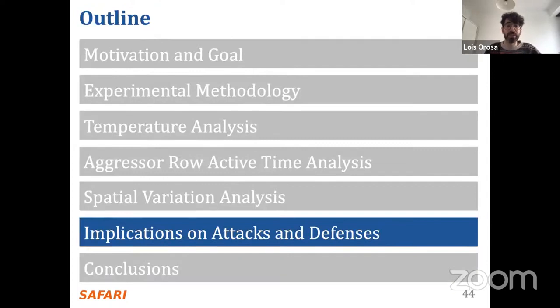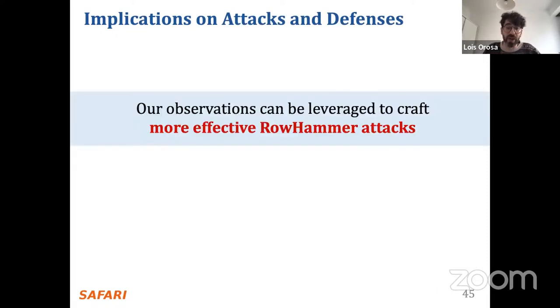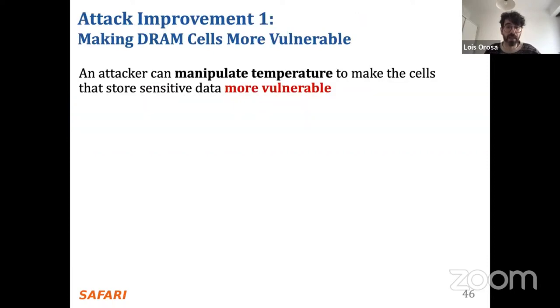Now I will explain the implications of our observations on future attacks and defenses. We believe that our observations can be leveraged to craft more effective attacks and also design more effective and efficient defenses. In the following slides, I will explain several examples for these implications. In the first example, for an attack improvement, the attacker manipulates the DRAM module's temperature to increase the RowHammer vulnerability of the cells that store sensitive data.